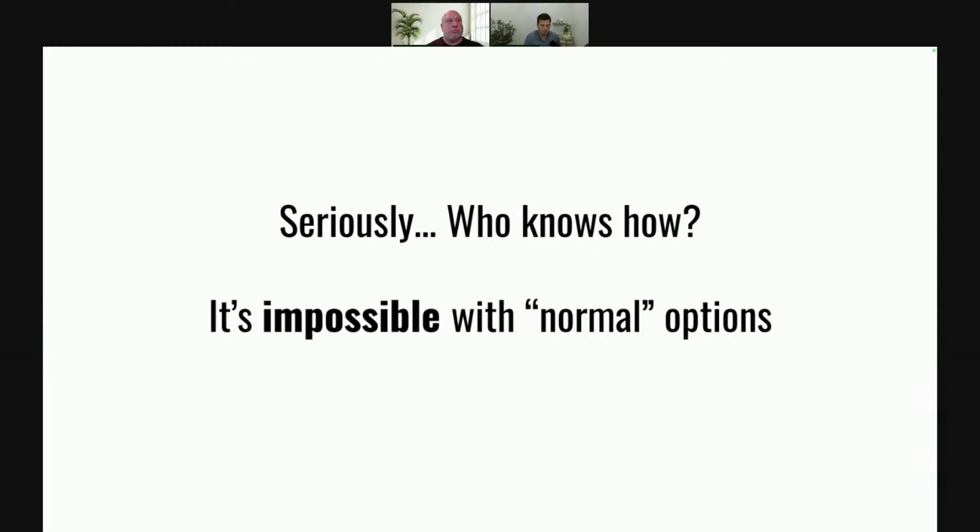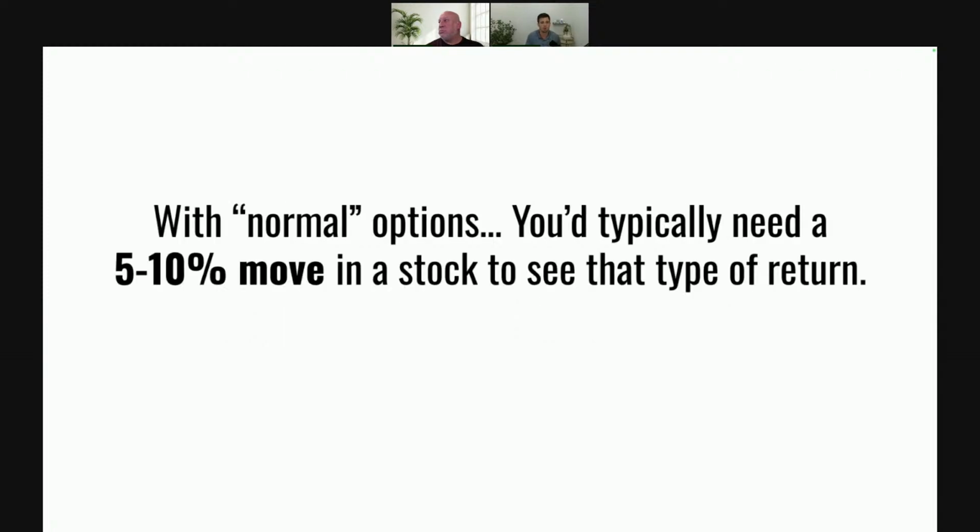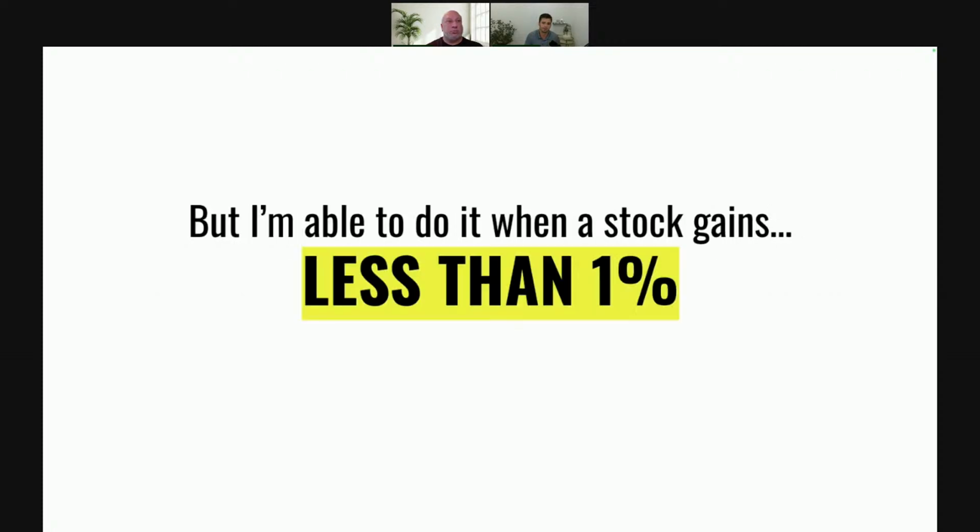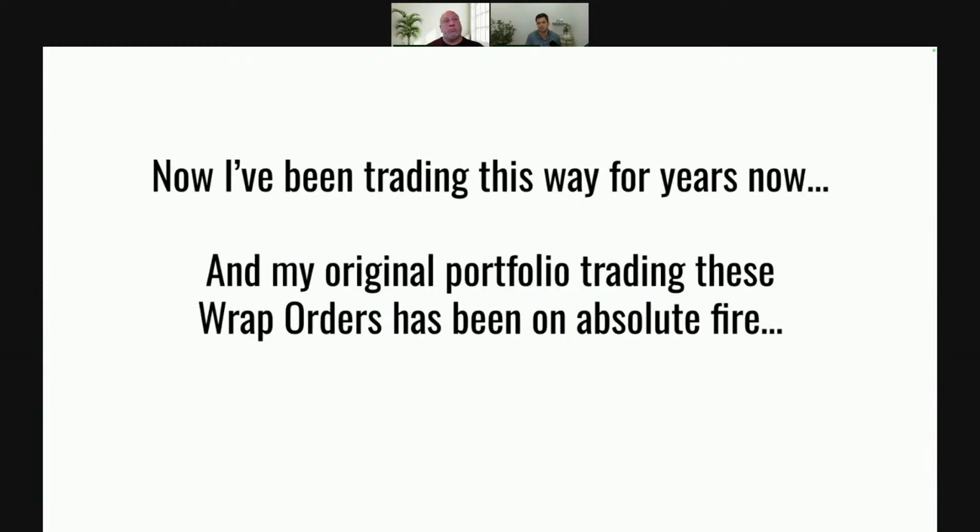Well, I doubt that most people know how, because this is actually impossible with normal options. It's impossible to double your money on a 0.5% move. And most people have no idea even what a debit spread is, let alone a wrap order. You see, with normal options, you typically need around a 5 to 10% move in a stock to see that type of return. You need a very, very big move in a stock, and then your options can double. But I'm able to do that when a stock gains less than 1%. Now, it could go up 5%, it could go up 10%. That's great, but I don't need that to see my double. Oftentimes, I need less than 1% to double my money.